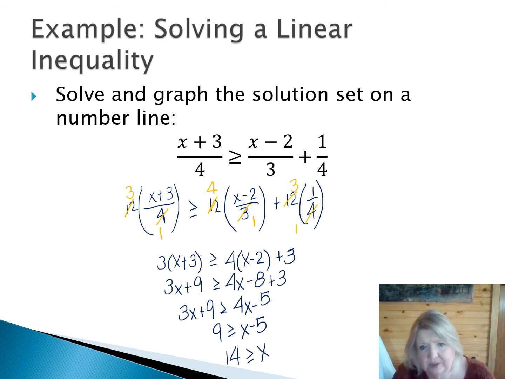And I get that 14 is greater than or equal to x. Now, if you want to turn that around so that x is on the left, be sure that since the arrow was pointing to the x, you keep the arrow pointing to the x. That means x is less than or equal to 14.